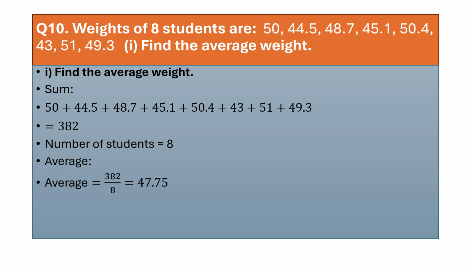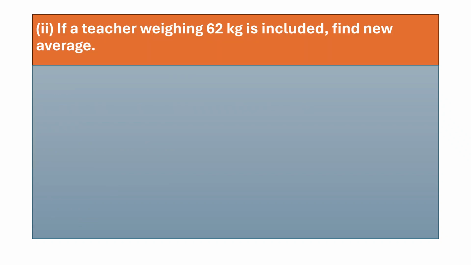How do we find the average? Total sum divided by number of observations. So you get 382 divided by 8, 47.75 is the average weight. This was the first part of question number 10. So your answer is 47.75 kg. These are the steps, children, you need to follow. When you write down with proper steps, I'm sure you will not lose any marks.